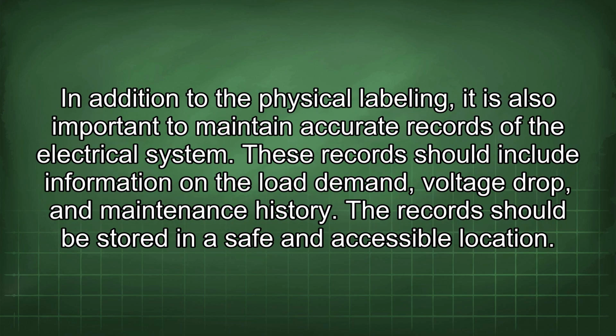In addition to the physical labeling, it is also important to maintain accurate records of the electrical system. These records should include information on the load demand, voltage drop, and maintenance history. The records should be stored in a safe and accessible location.